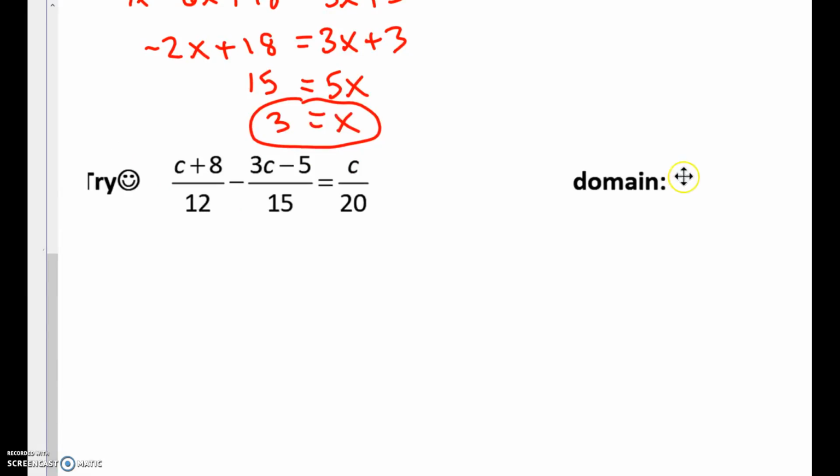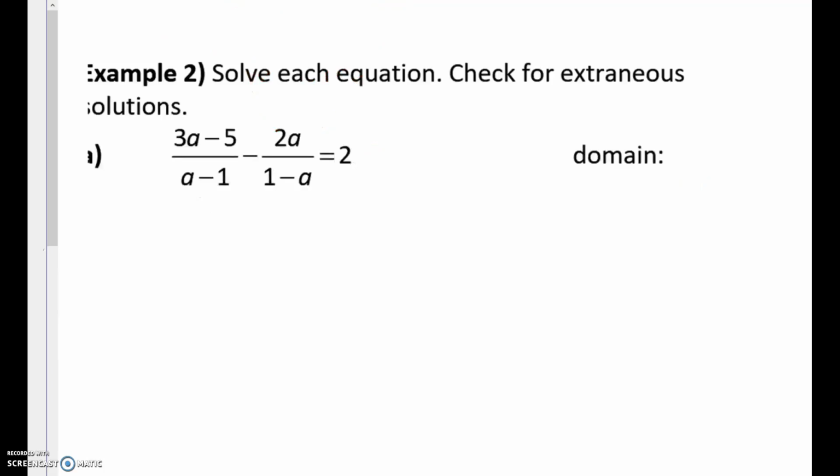Again, we're going to have a domain of all real numbers to begin with. All right, now let's look at something that's a little bit more complicated.